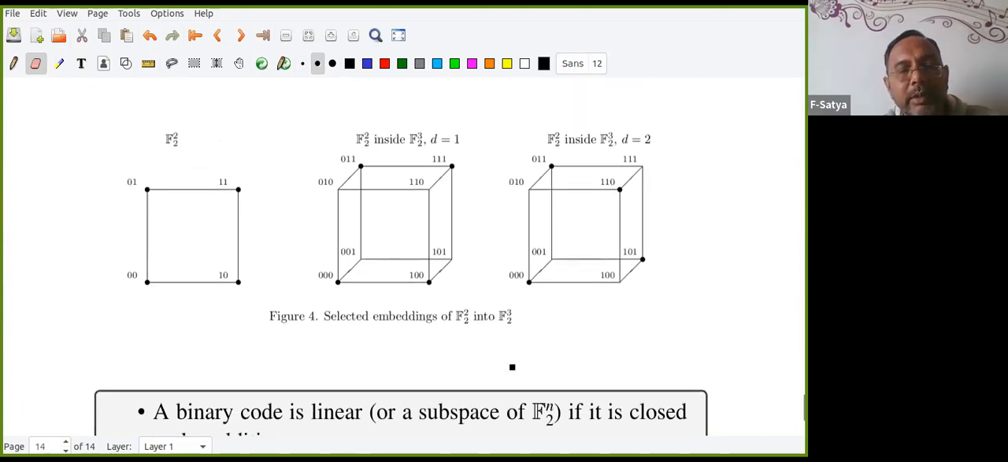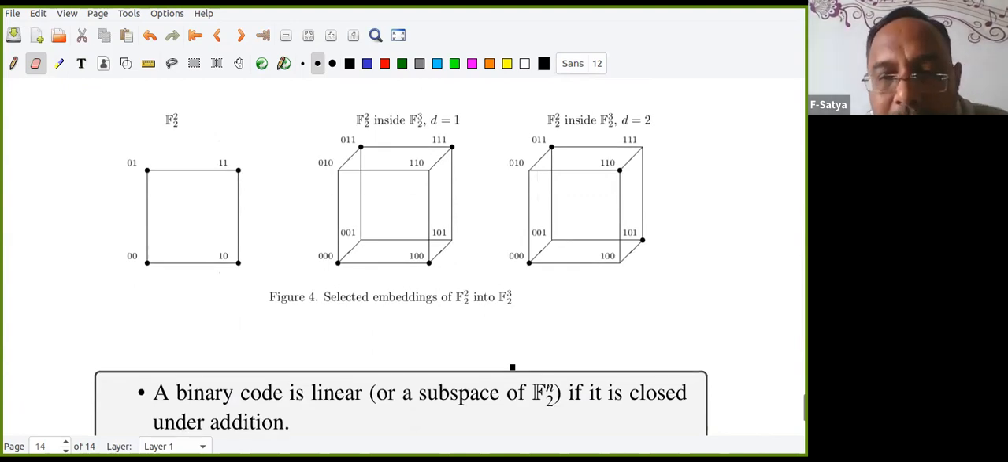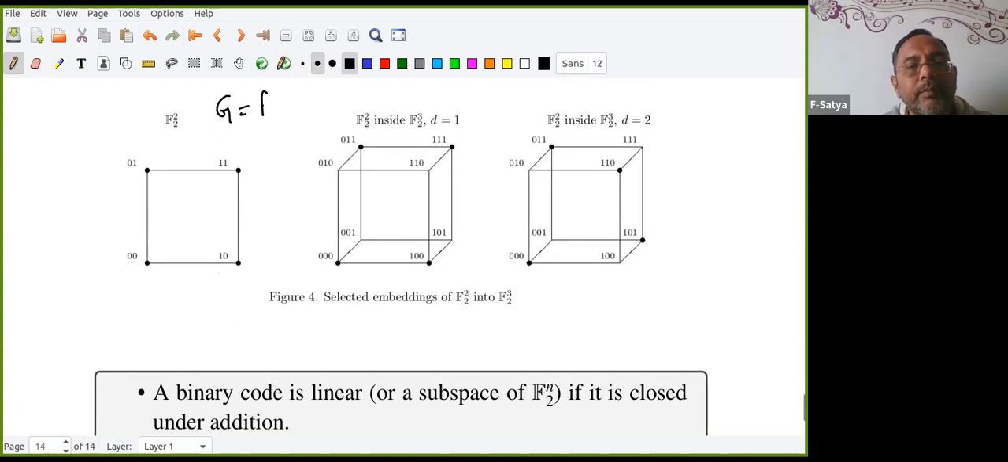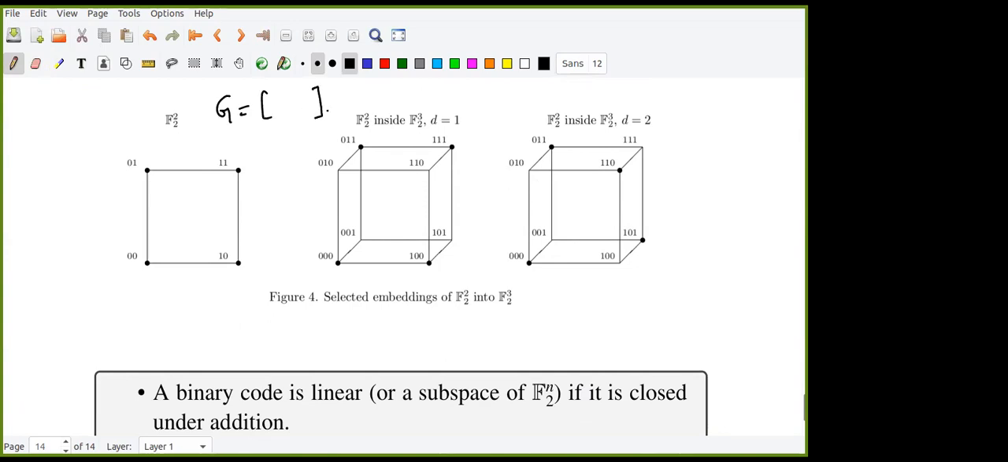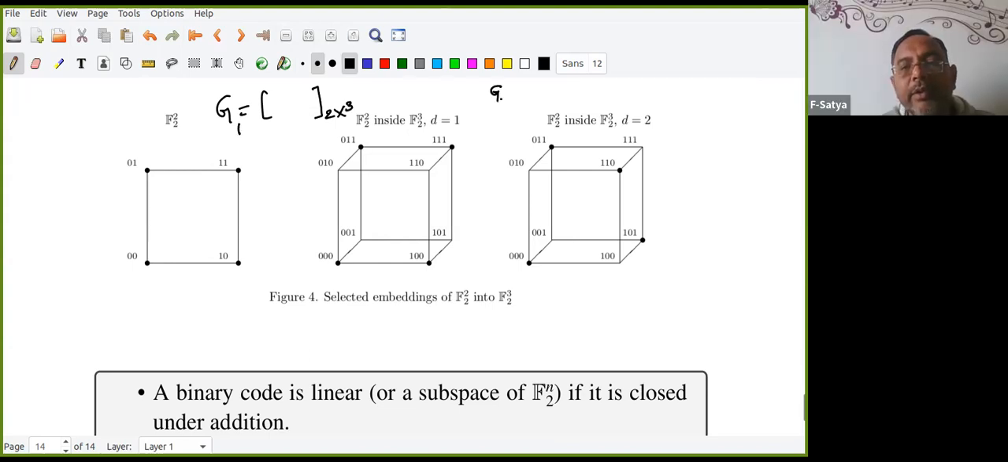So try to understand, now what is the domain and what is the codomain. My domain in this case is F2 power 2: 0, 0, 1, 0, 1, 1, and 0, 1. Again I map. One time I map to one code, another time to another. So what is the generator matrix? Can somebody help me? First of all, what is the size of the matrix now? 2 cross 3. So one is G1, the other is G2. For this one, G2, what is the matrix?